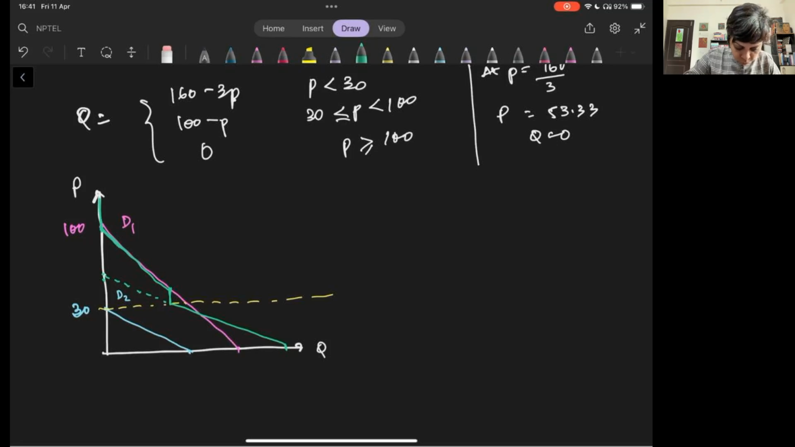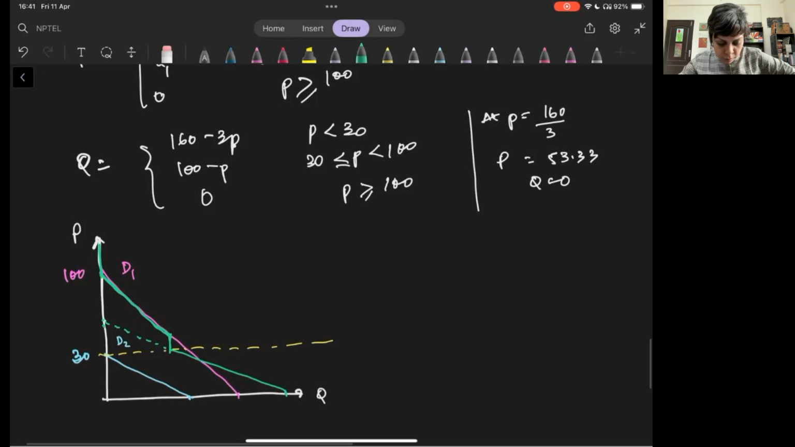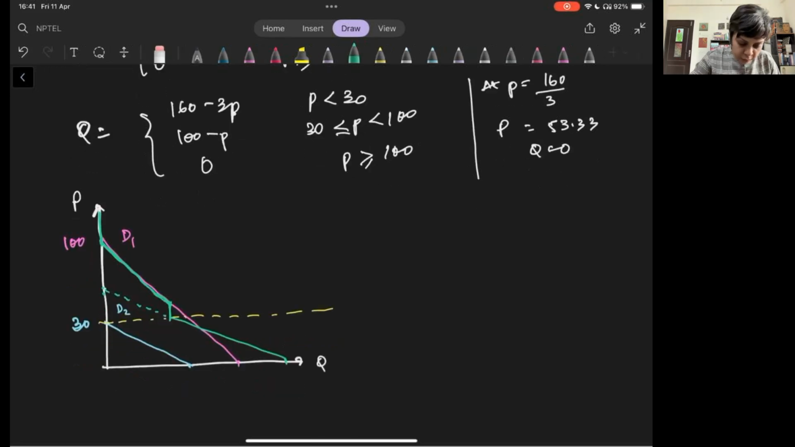Okay, there shouldn't be a jump though. At P equal to 30, you get a demand of 160 minus 90, which is 70. No, there shouldn't be a jump. Okay, I have made a mistake in drawing. There shouldn't be a jump actually. Sorry.